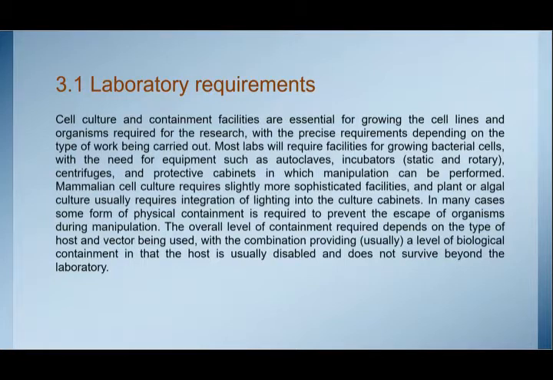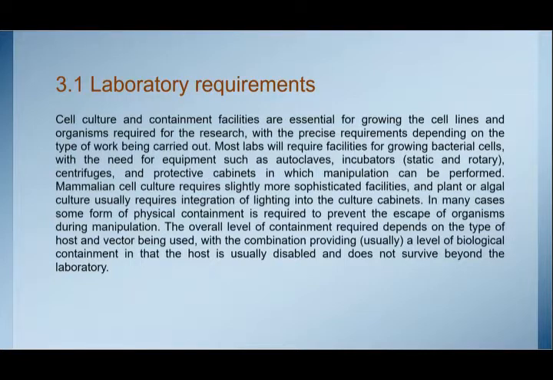So, cell culture and containment facilities are essential for growing the cell lines and organisms required for the research, with the precise requirements depending on the type of work being carried out. Most labs will require facilities for growing bacterial cells, with the need for equipment such as autoclaves, incubators, centrifuges, and protective cabinets in which manipulation can be performed.